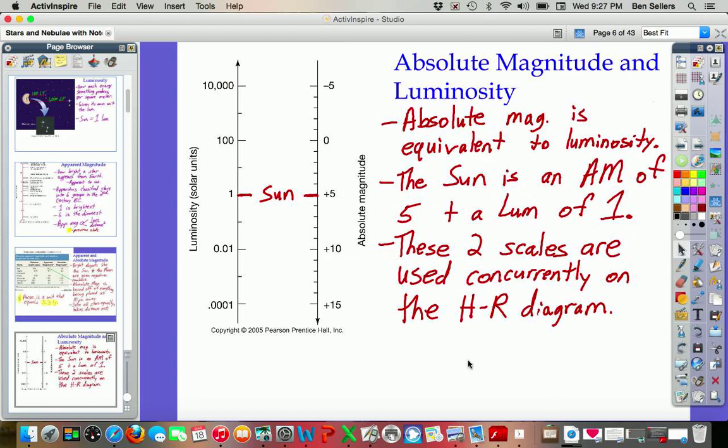Absolute magnitude is equivalent to luminosity on the HR diagram, and this scale shows that both y-axes of the HR diagram are listed here. Luminosity on the left with the sun being at 1, and then the sun being a +5 absolute magnitude. Again, when you compare it to other stars, it's not that bright.